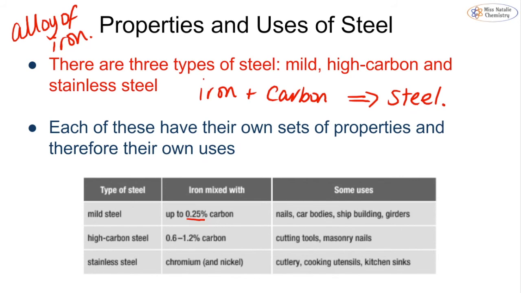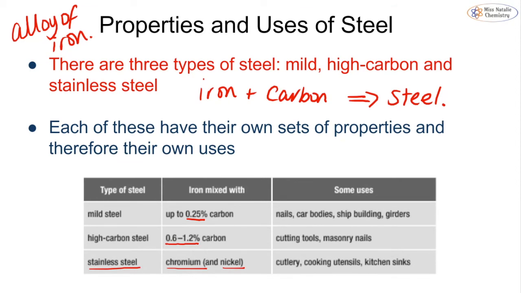If we have high carbon steel, you can see the amount is much higher. We tend to use these where we really need the strength. And that will be in things like cutting tools and masonry nails. So masonry nails are things like in building sites or to hold structures together. The one that is most common that you will come across is stainless steel. This is where we add in carbon with a bit of chromium and some nickel as well. And we tend to use these in cutlery, cooking utensils, and kitchen sinks.